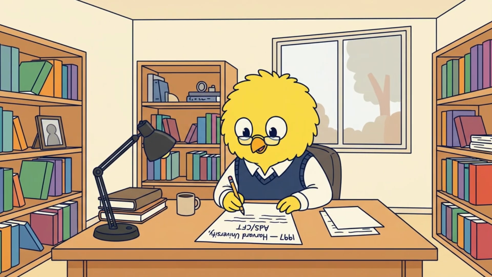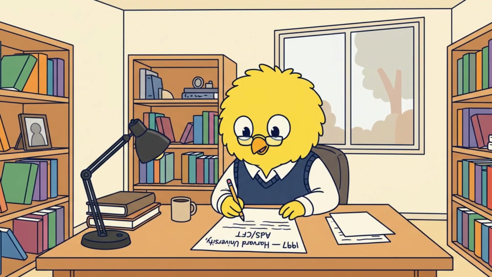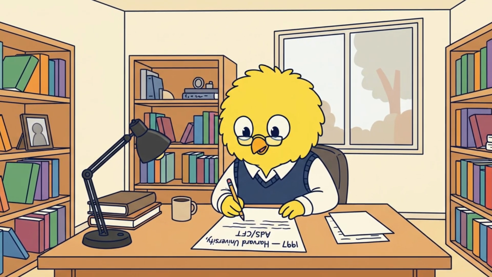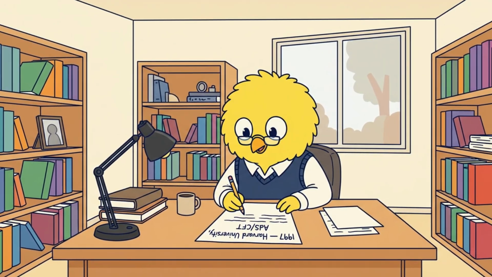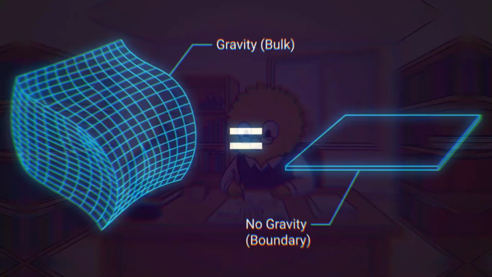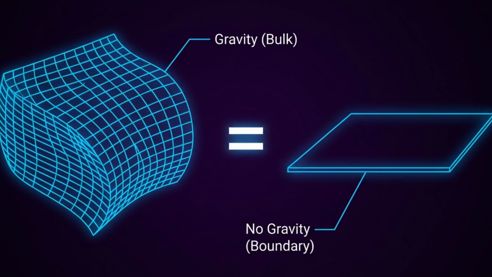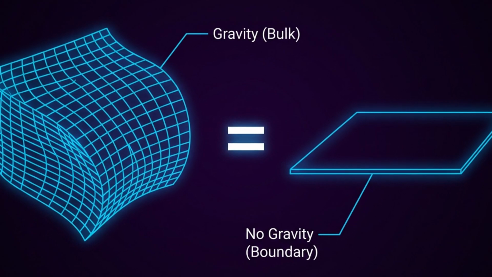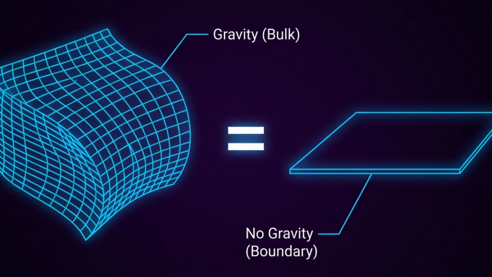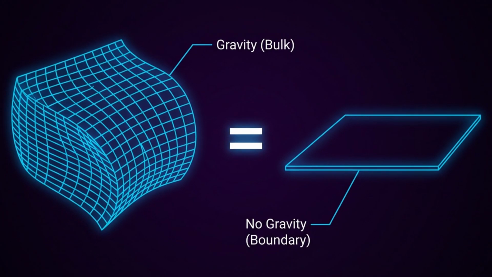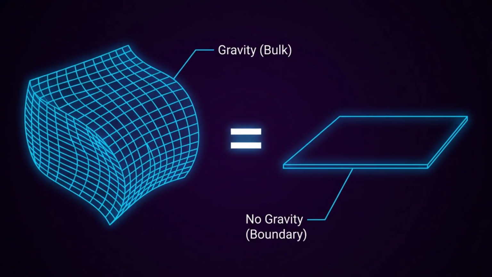Number 3. The theory that made the boundary the whole story. In 1997, Juan Maldacena, then at Harvard University, published a paper that would become one of the most cited results in theoretical physics, the AdS/CFT correspondence. Maldacena showed that a theory of gravity operating inside a 5-dimensional curved space called anti-de Sitter space is mathematically equivalent to a conformal field theory, a theory with no gravity at all, living on that space's 4-dimensional boundary.